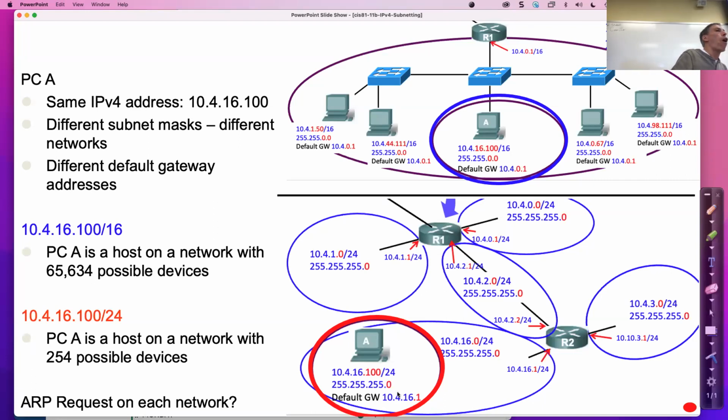So think of something like an ARP request, a broadcast. A broadcast in a network like this, all devices are going to see it. A broadcast in this network, like an ARP request, only those devices will see it.